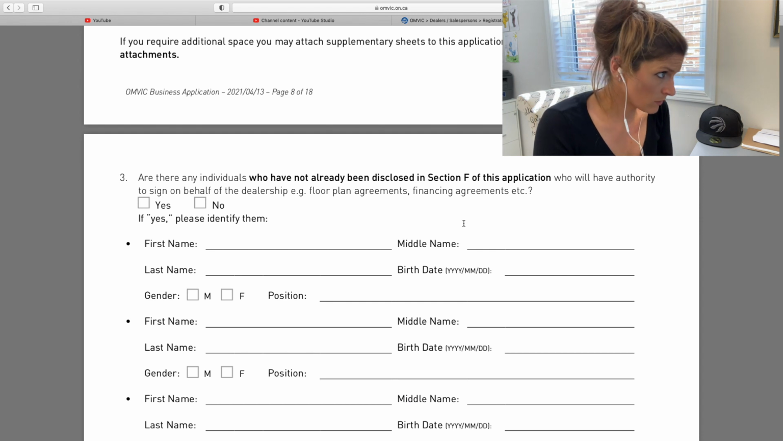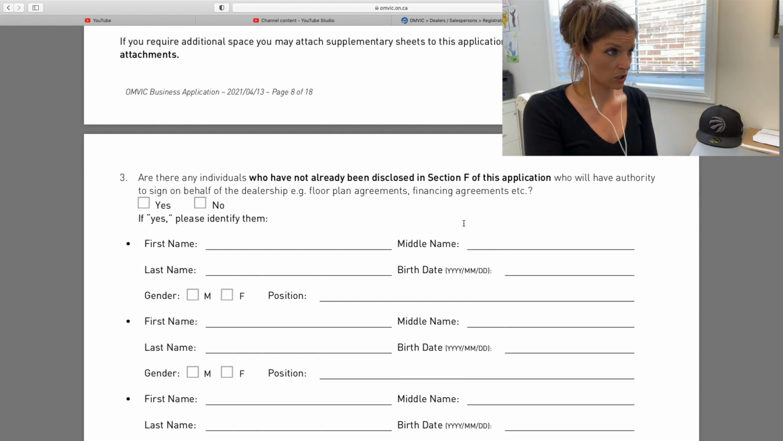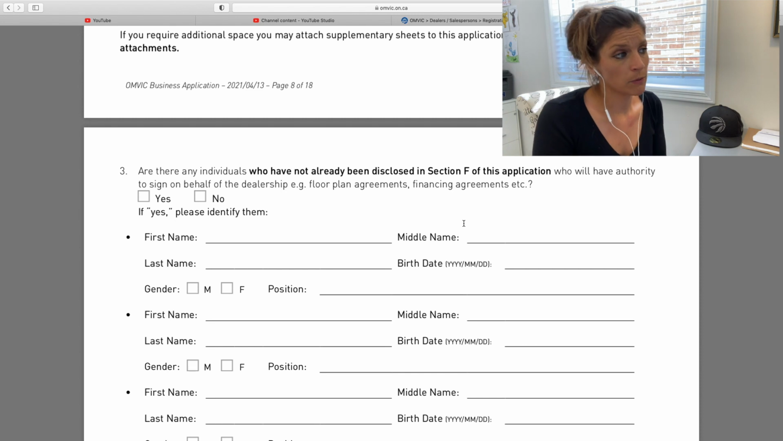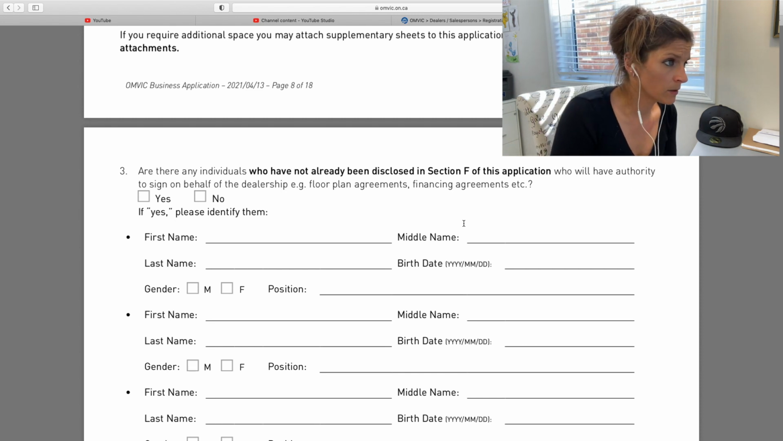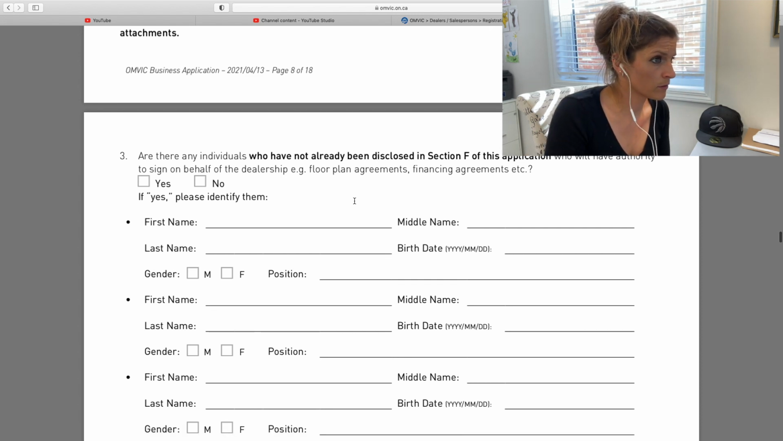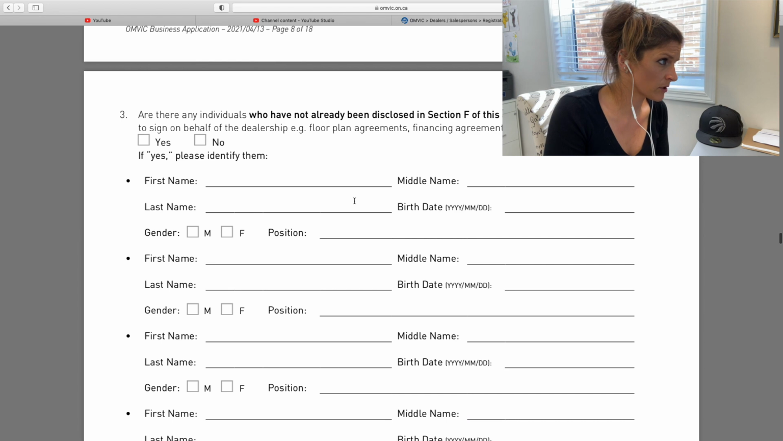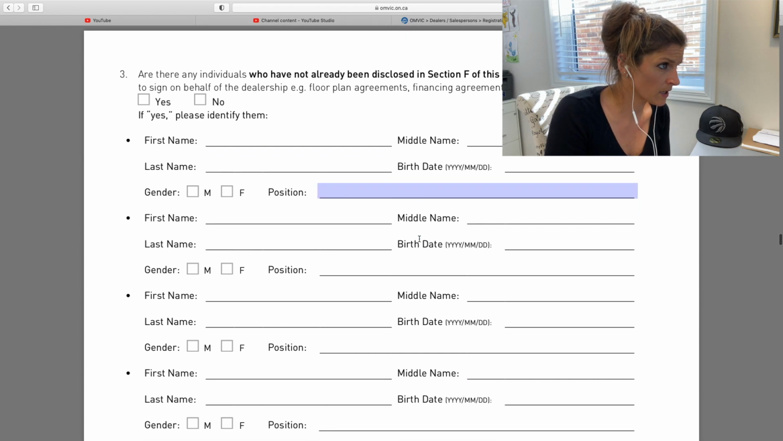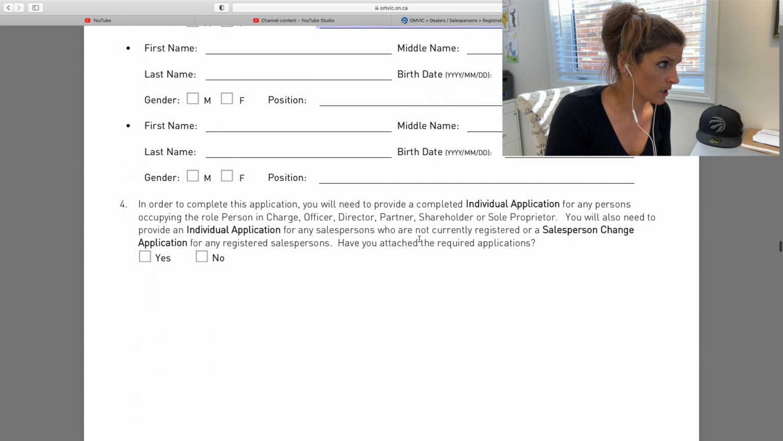Are there any individuals who have not already been disclosed who will have authority to sign on behalf of the dealership, like on floor plan agreements? So that's like with ADESA or Manheim, if you get a floor plan, which is kind of like a line of credit with them. Is there anyone else who will have authority to sign on behalf of the dealership? So you have to specify their names here if you haven't done so already.